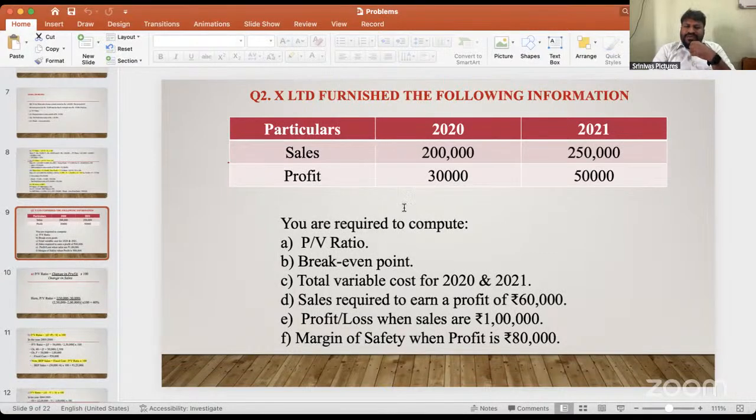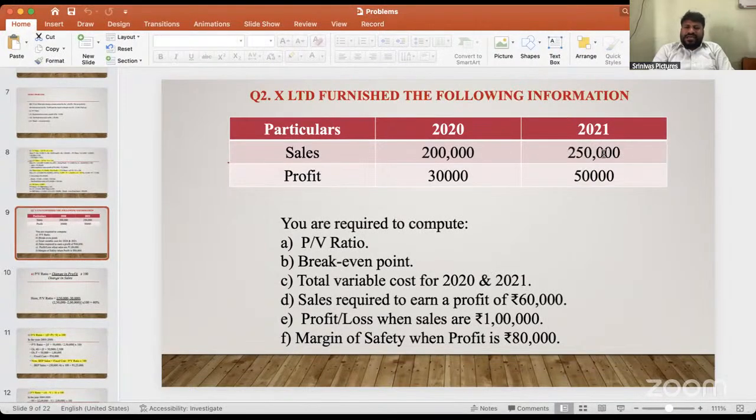For example, the PV ratio is 20,000 divided by the change of 50,000, so 40% is the PV, 40% is the contribution. You can take any one year. 40% of 2,00,000 is equal to 80,000 contribution. From 80,000, you deduct this profit of 30,000. The remaining 50,000 is the fixed cost. Fixed cost doesn't change from year to year, it is the same for every year. So here also the fixed cost is 50,000.